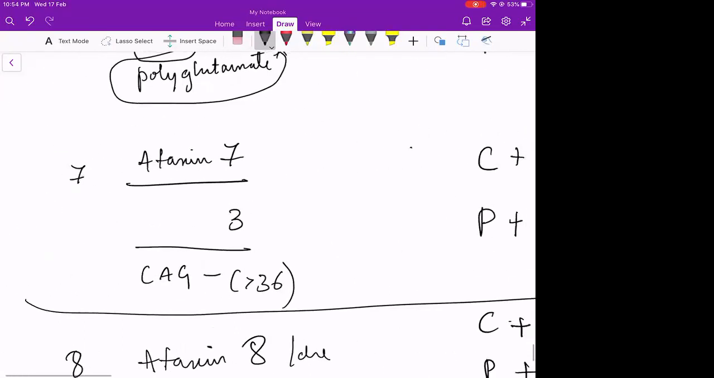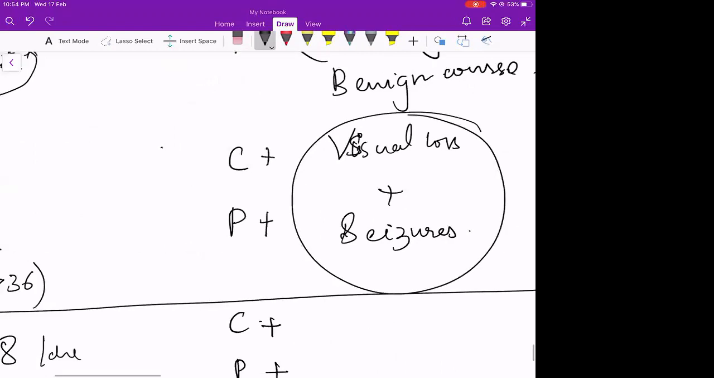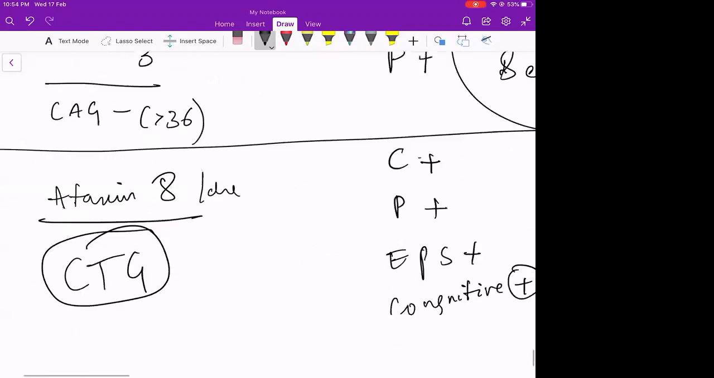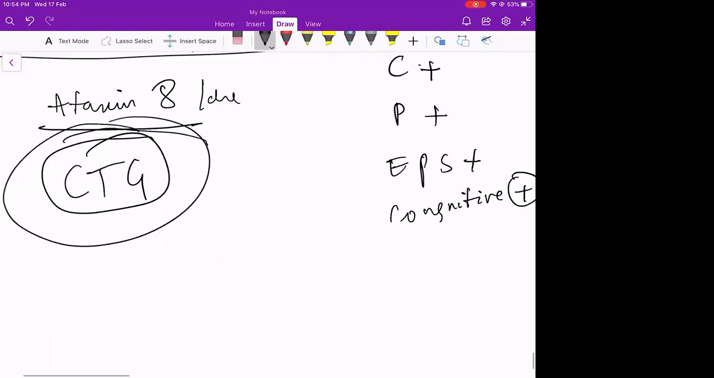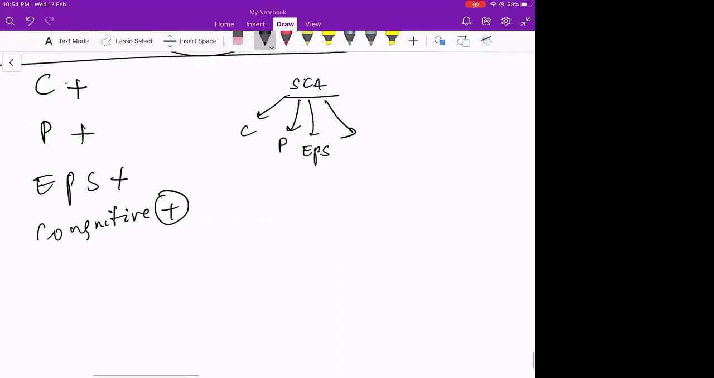Type 7, the patient will have particularly visual loss and seizures. Type 8, the main difference is CTG repeats. Rest all symptoms are similar. If you are writing short notes for spinocerebellar ataxia, we can include cerebellar, pyramidal, extrapyramidal, oculomotor, and peripheral neuropathy as a whole.